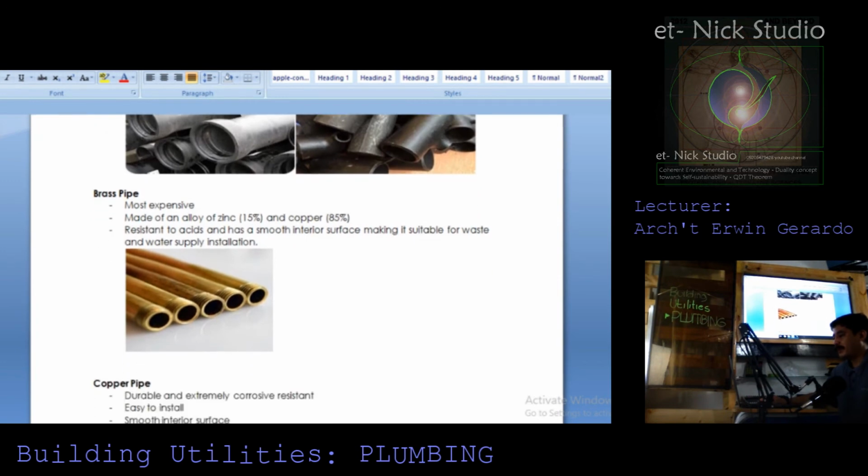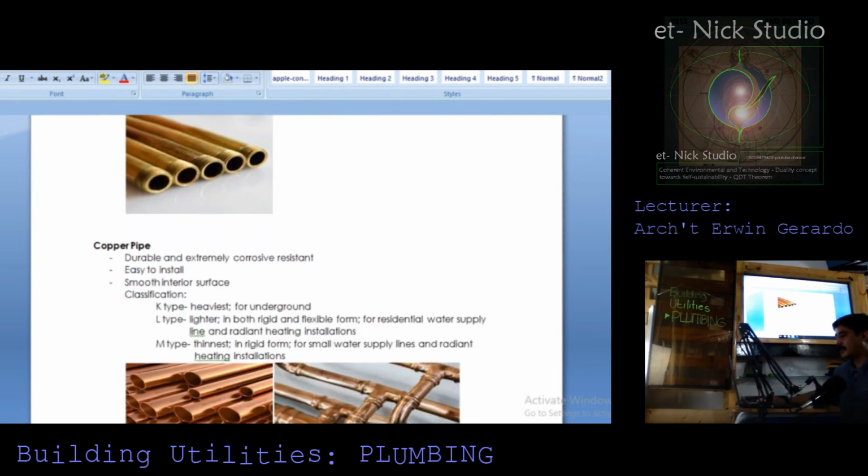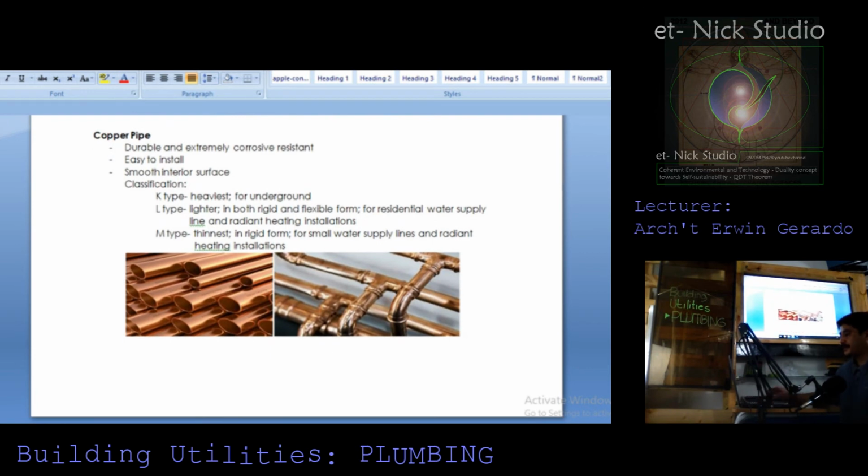Brass pipe, it is the most expensive, made of an alloy of zinc, which is 15%, and copper, which is 85%. Resistant to acids and has a smooth interior surface, making it suitable for waste and water supply installation. Copper pipe: durable and extremely corrosion resistant, easy to install, smooth interior surface.